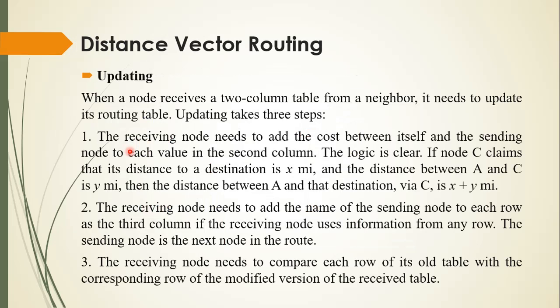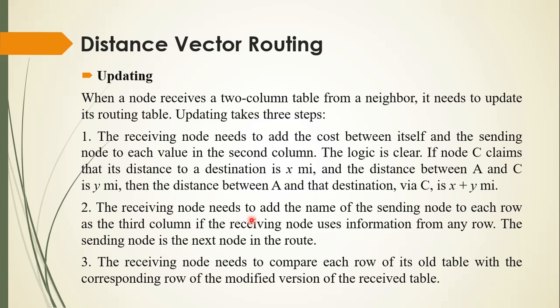Now we are updating the table. When a node receives a two-column table from a neighbor, it needs to update its routing table. Update takes three steps. First, the receiving node needs to add the cost between itself and the sending node to each value in the second column. The logic is clear: if node C claims that the distance to a destination is X and the distance between A and C is Y, then the distance between A and that destination via C is X plus Y. I have explained that.